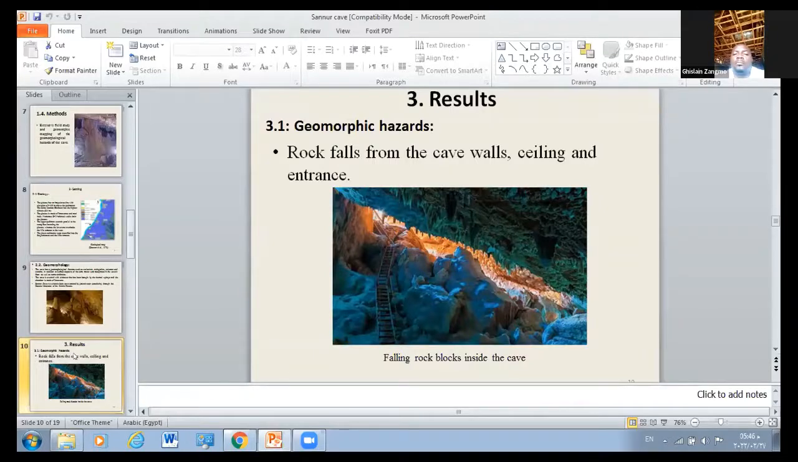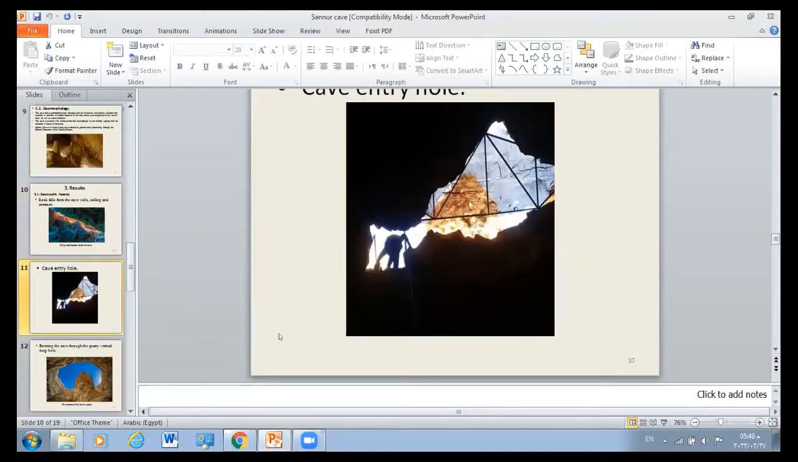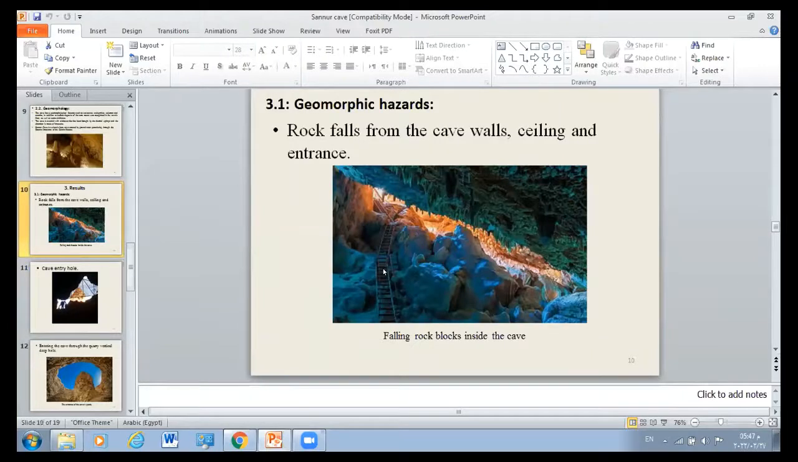Now the geomorphic hazards. Rock fall from the cave walls, ceiling and entrance. This photo shows the staircase, which is near rock falls. We can see rock blocks inside the cave. So I will show you the whole opening of the cave. This is the entrance, the opening in the middle of the cave, leading to the cave, and there is a wooden staircase that extends three floors down. We can enter the cave from this opening, but it is very small and very dangerous to enter from it. This wooden staircase is very dangerous because it may be damaged at any time if falling rocks hit it.